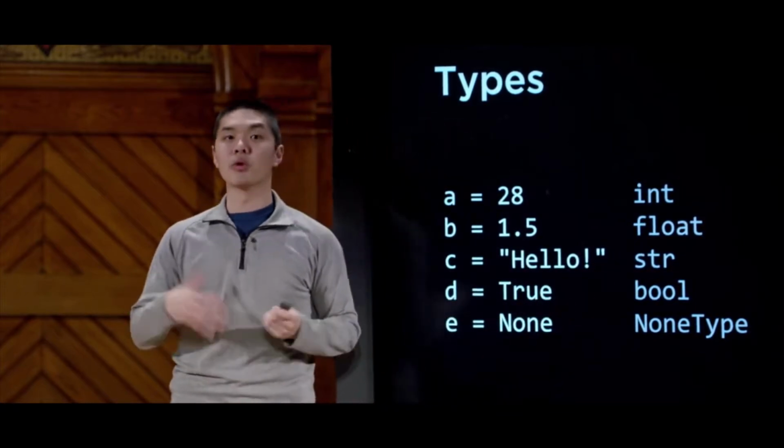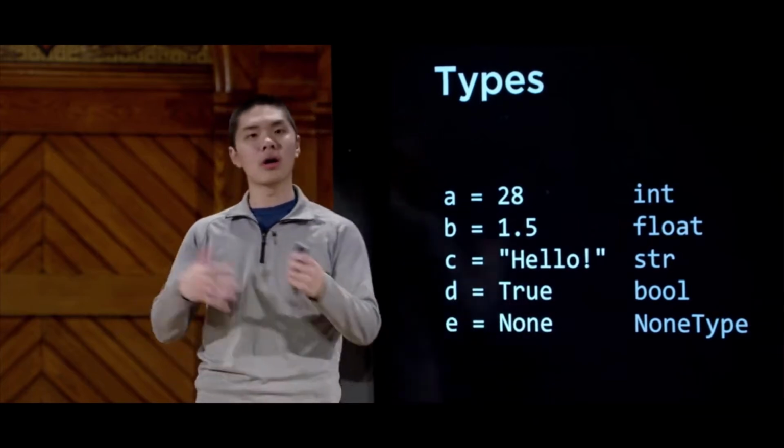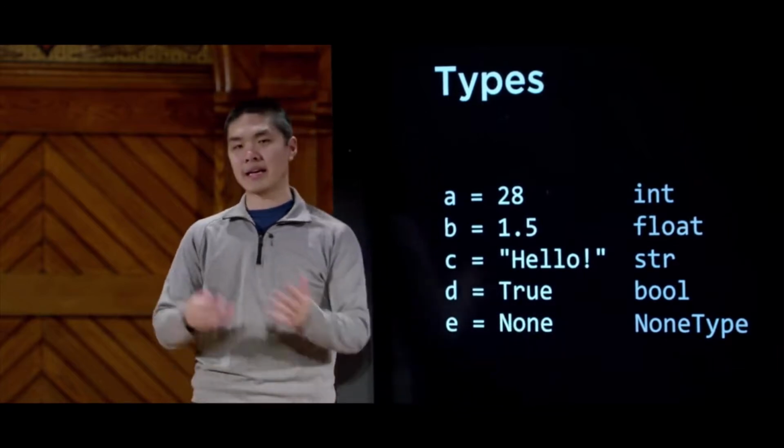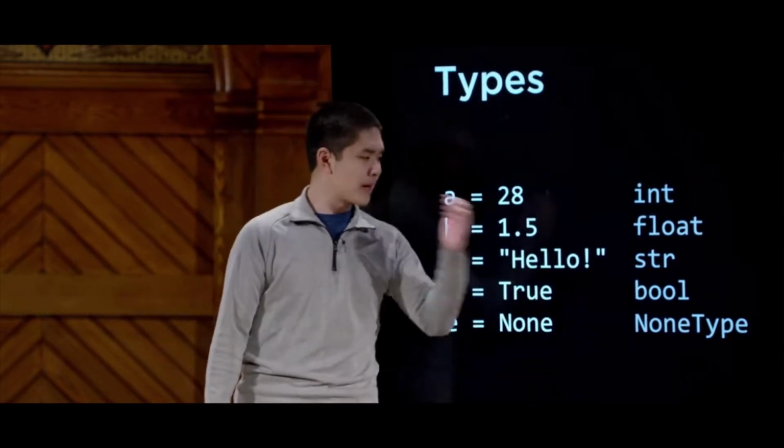We also have a type for Boolean values, things that can be either true or false. In Python, those are represented using a capital T, True, and a capital F, False. Those are of type bool.